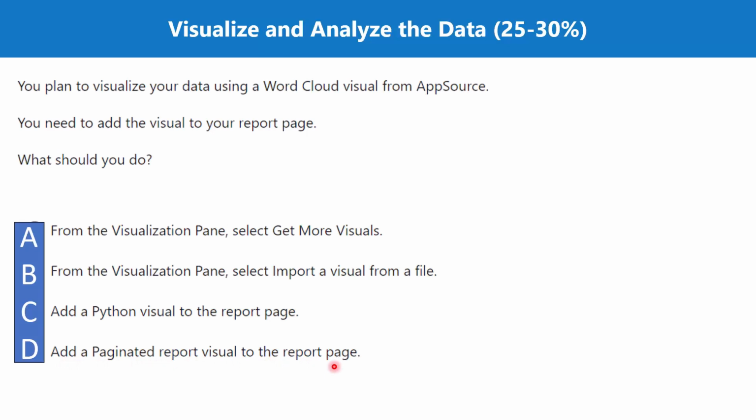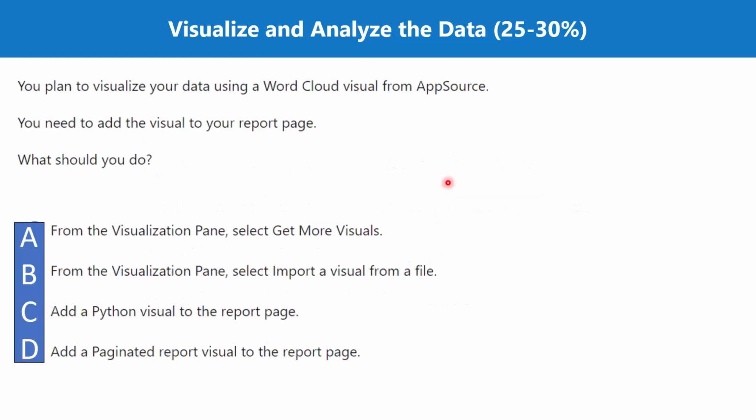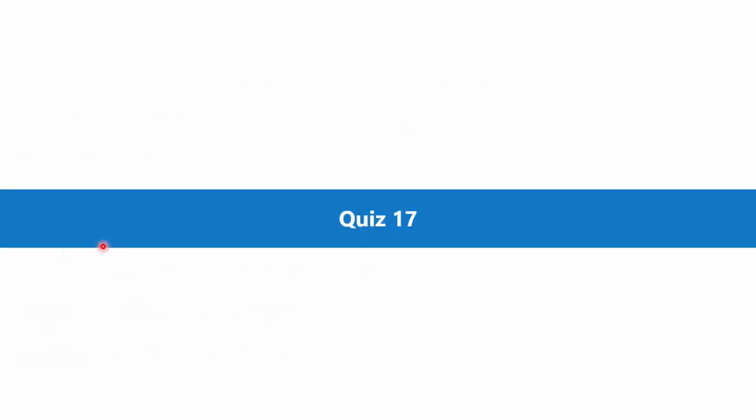So let's have a look at the correct answer. And the correct answer is from the visualization pane, select get more visuals. So the word cloud visual is not a native visual, and it is available in AppSource as a custom visual. So you just need to go to the visualization pane and click on get more visuals, and then you will be able to bring in the word cloud visual from AppSource. So option A is the correct answer.